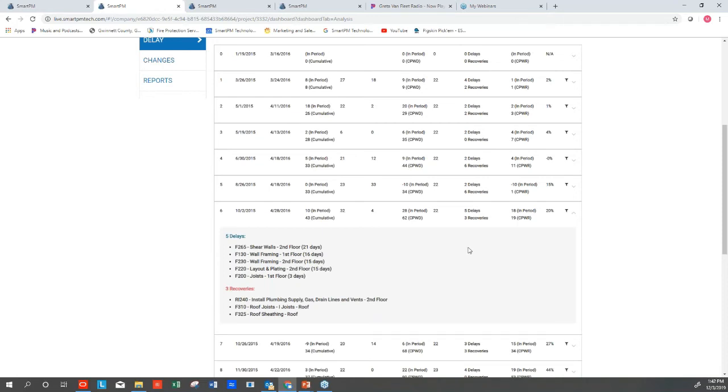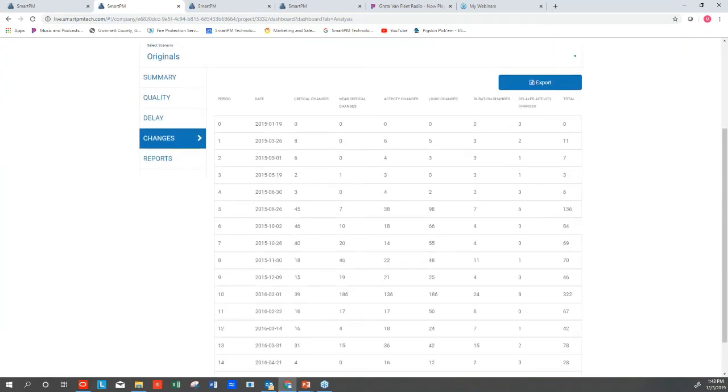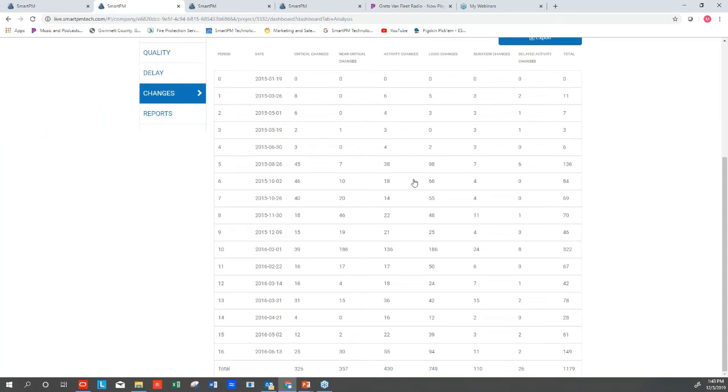We need to make sure that those changes are reasonable. We need to make sure that those changes reflect a well thought out plan. AKA, we need to make sure that that isn't just somebody shortening durations and removing logic of critical or near critical activities to keep an end date, which I believe the data is telling me is what was happening. But now the real question is what was changed, and that's where we can look at the changes. Each update has a change history.